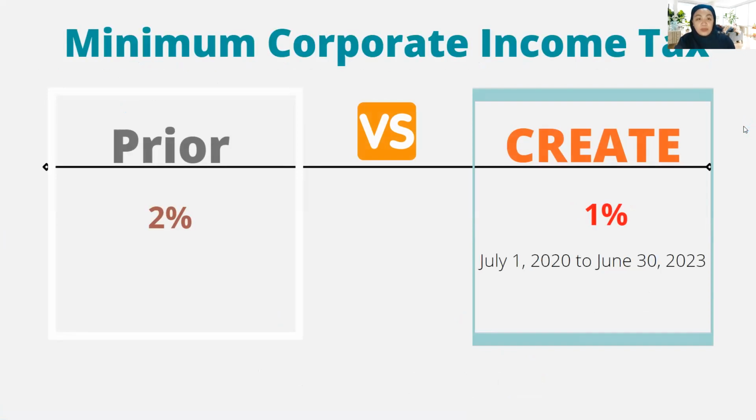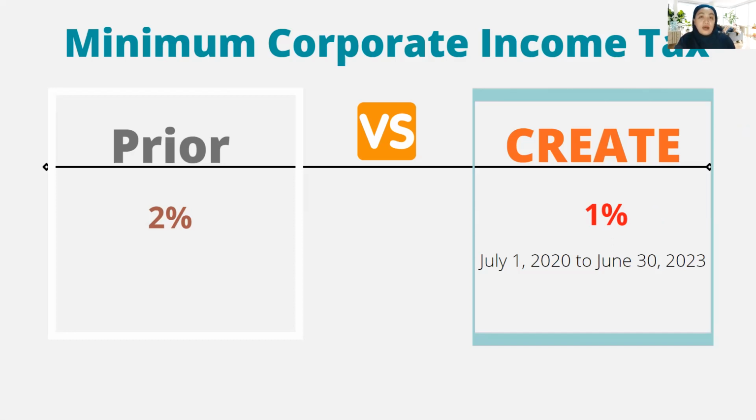Now, a resident foreign corporation is also subject to the MCIT. So, as you may have recalled, under the CREATE law, from July 1, 2020 to June 30, 2023, or this is the COVID-19 pandemic era, MCIT is 1%. So after 2023, it goes back to the 2% rate, which was the rate prior to the amendment. As I said, beginning the fourth year of operations of a resident foreign corporation, they have to compare whichever is greater between their normal corporate tax rate of 25% and MCIT of 1%. So the higher of which, they will have to pay that tax.